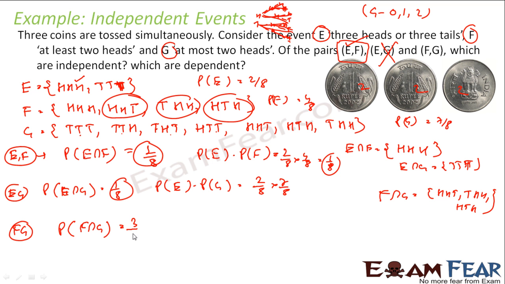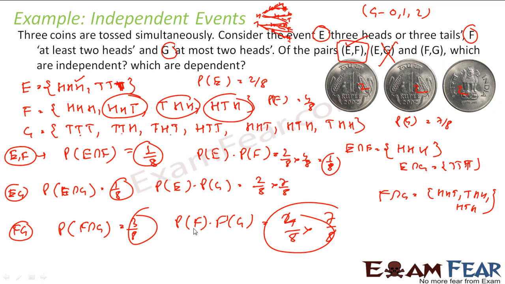Now probability of F and G will be 3 by 8. Let's see if it is equal to probability of F into probability of G. Correct? So probability of F here is what? Probability of F is 4 by 8, sorry. And probability of G is 7 by 8. So if you see, both are not equal, right? Thus I can say that this is also not independent.